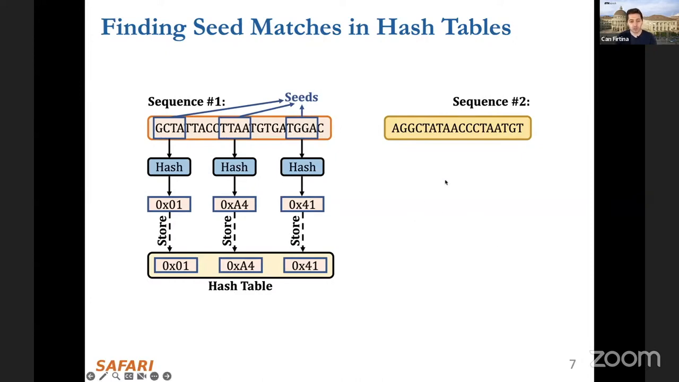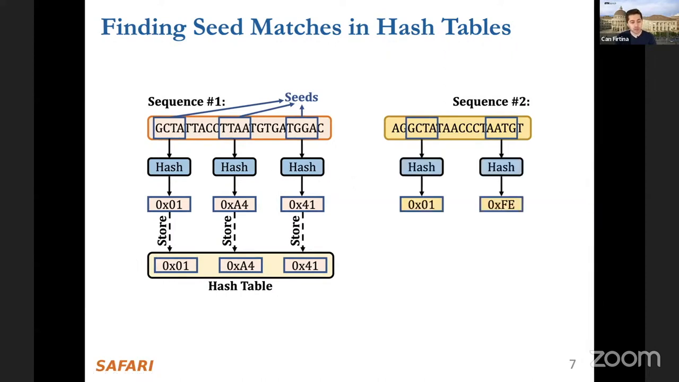Now we're going to focus on sequence 2, and we're going to apply the same seeding technique that we applied in sequence 1 to again extract some subsequences from sequence 2. And then similarly, we're going to use the same hash function that we used here to ensure that we generate the same hash value for the same subsequence whenever we see the same subsequence.